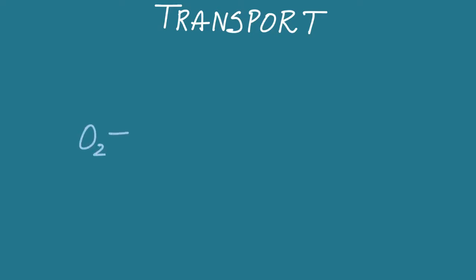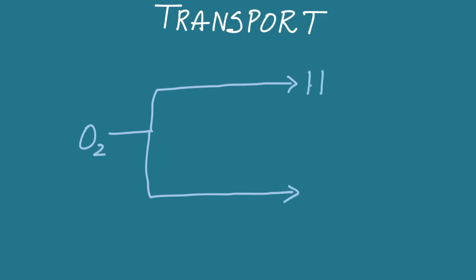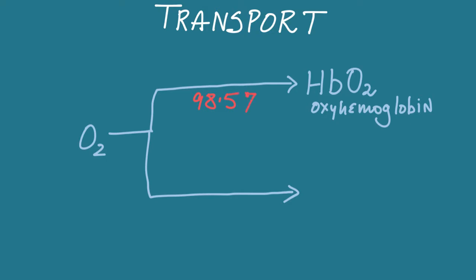We have completed the first two stages of respiratory function, namely ventilation and external respiration. Now for transport. How is oxygen transported from the pulmonary capillary? A huge amount of oxygen, 98.5% of oxygen, is picked up by hemoglobin and travels in the form of oxyhemoglobin. The rest of the oxygen, 1.5% of oxygen, is dissolved in plasma and travels as a dissolved gas.